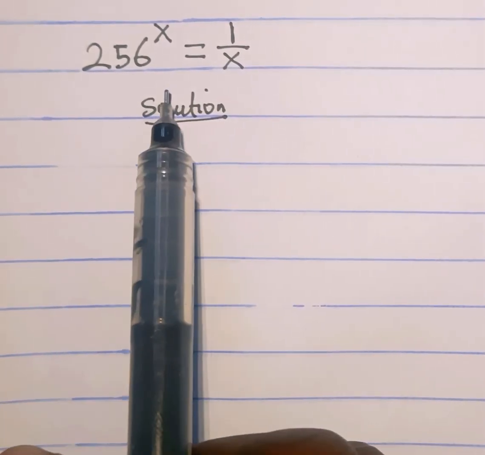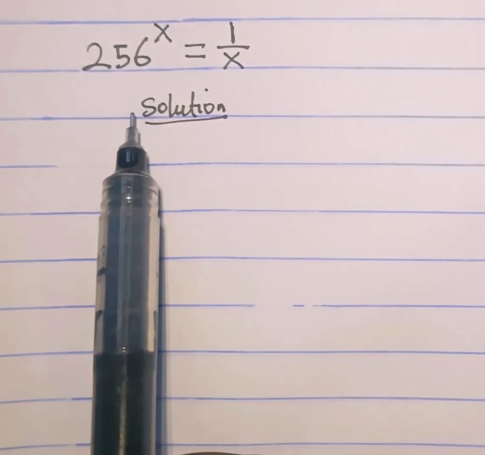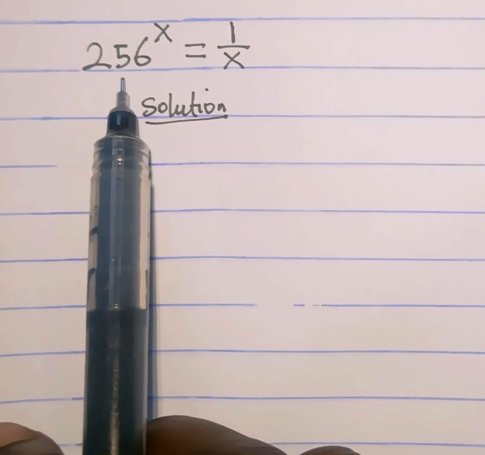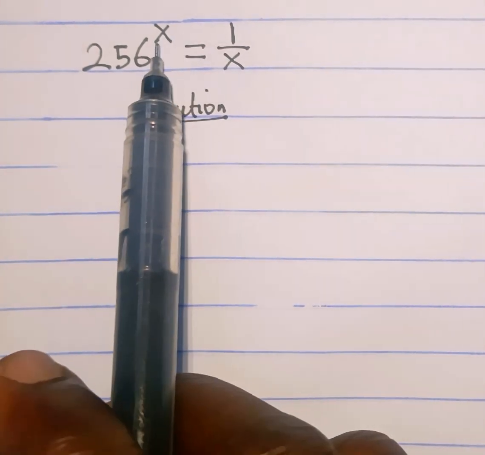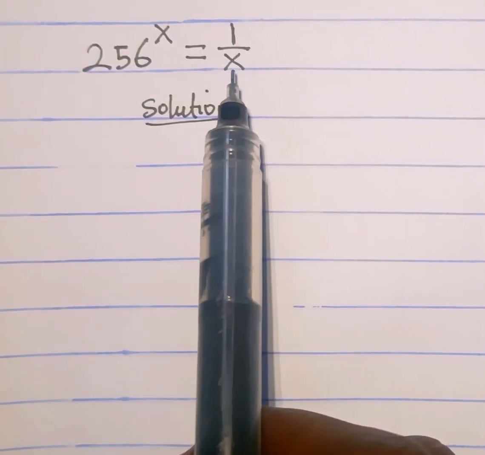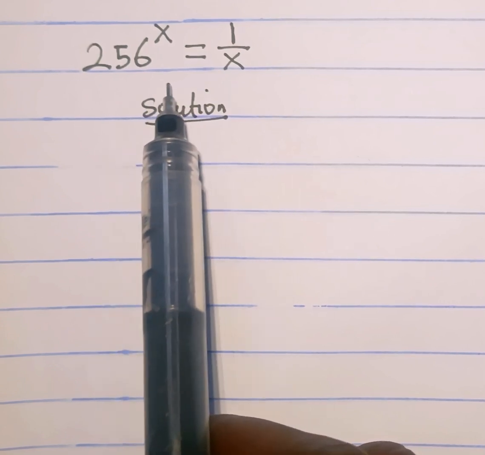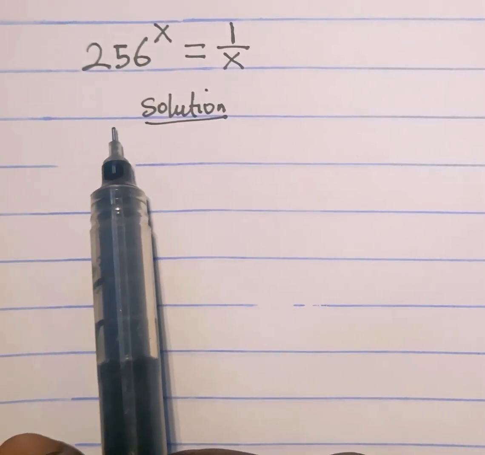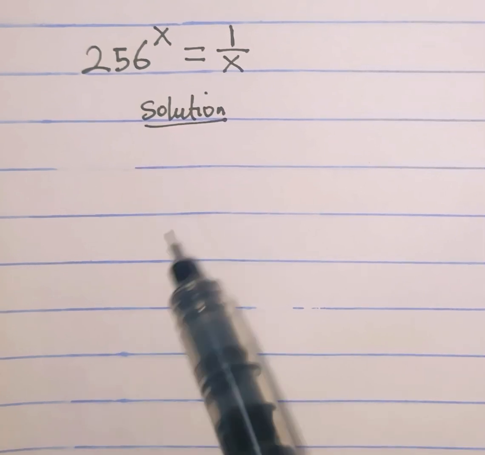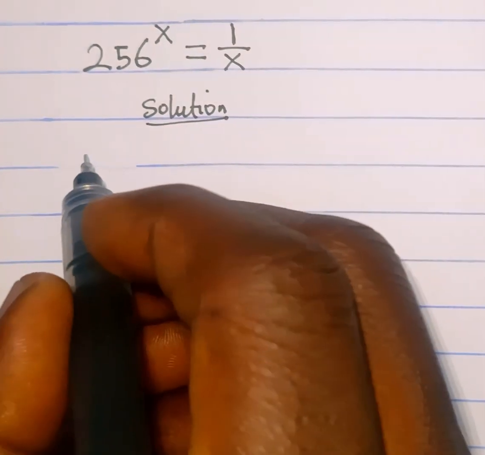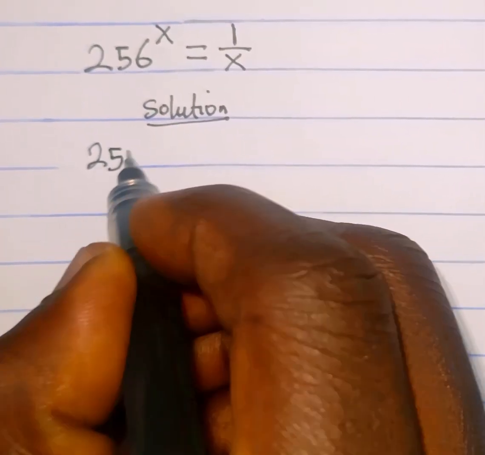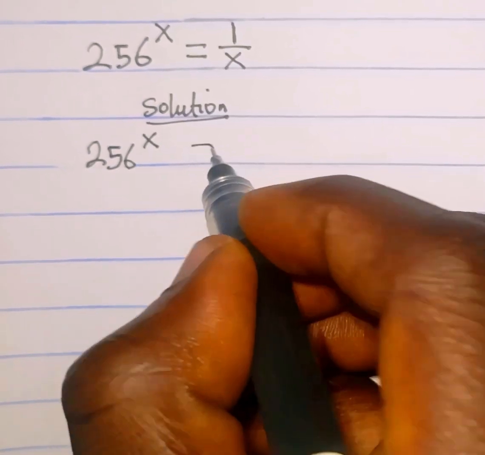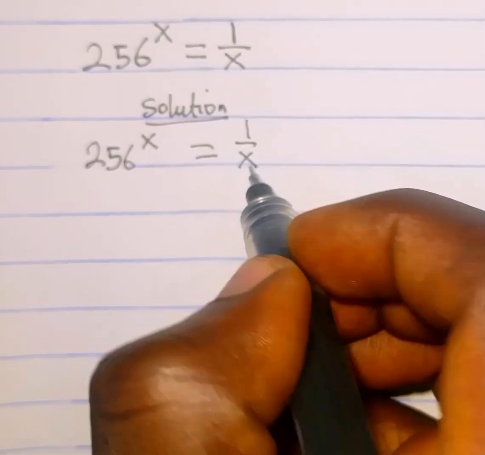We're going to solve for the value of x from this given problem, and the equation is given as 256 raised to the power of x is equal to 1 over x. Then we are asked to solve for the value of x that satisfies this equation. So if you have this kind of equation, first of all, we need to rewrite the equation, which is 256 raised to power x, which is the same as 1 over x.